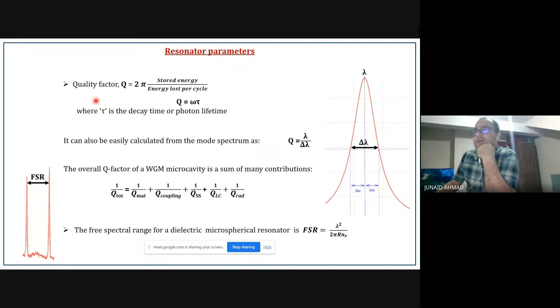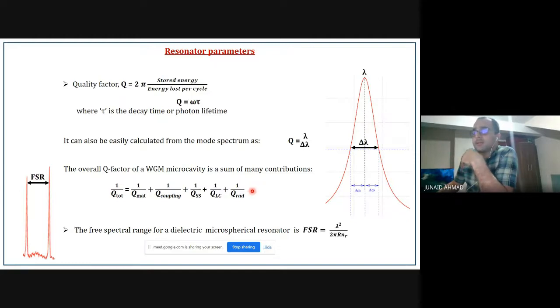The quality factor is experimentally defined as the resonant wavelength divided by the full width at half maximum of that peak. It signifies the amount of time the light spends inside the droplet, inside this optical cavity, and how lossy the optical microcavity could be.